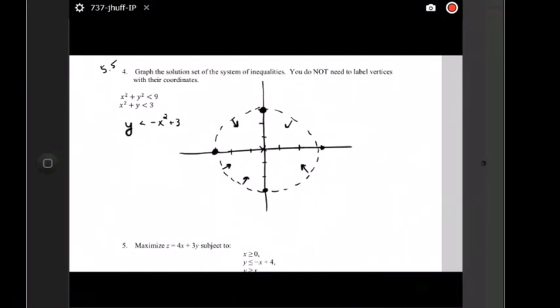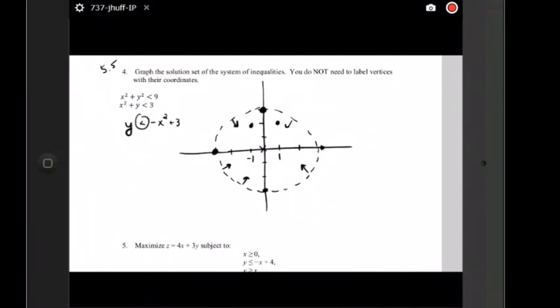And it's facing upside down, so it's eventually going to look something like that, but we need to have the correct width. So I'm going to find out where the parabola is when x equals 1 or when x equals negative 1. If I plug a 1 in for x, 1 squared is 1, and then you multiply it by negative 1, so it becomes negative 1. Negative 1 plus 3 is 2. So we have (1, 2) and (negative 1, 2).